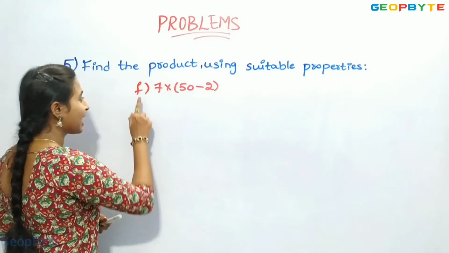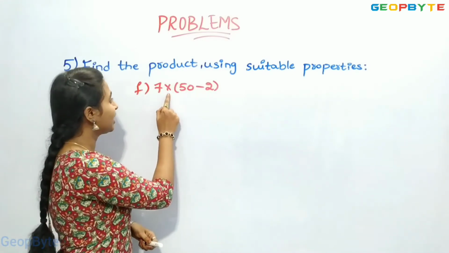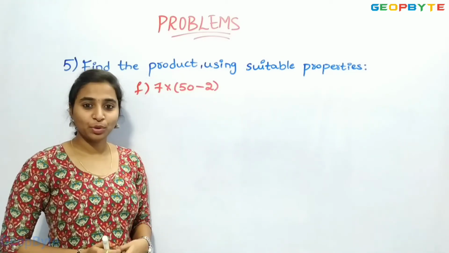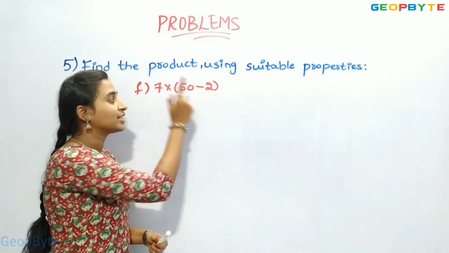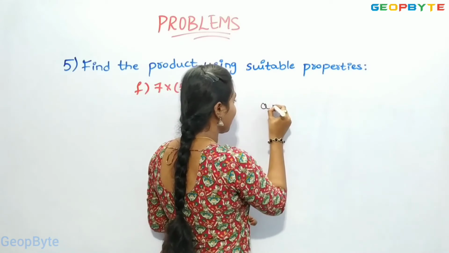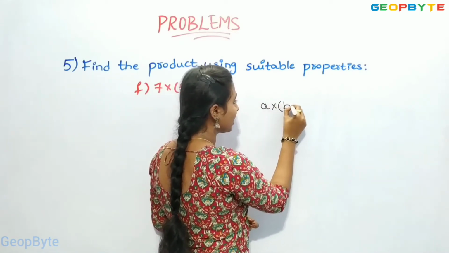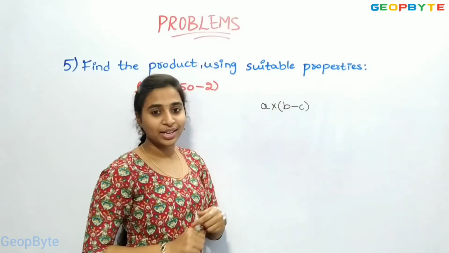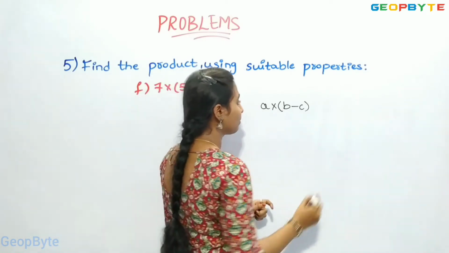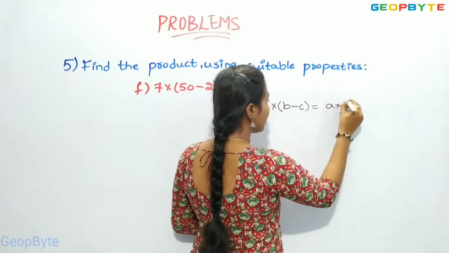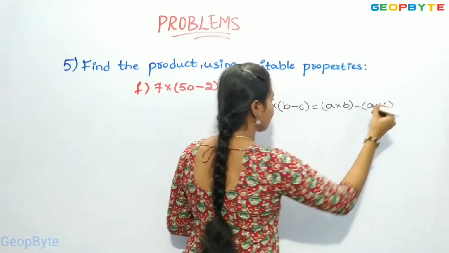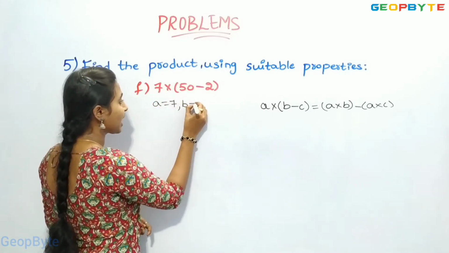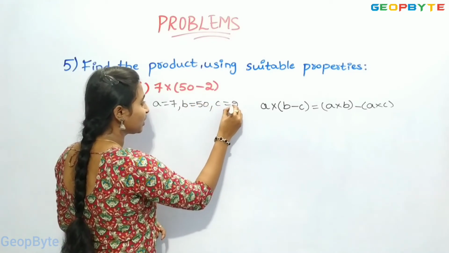Now, let us see F bit. Here we have 7 into 50 minus 2. If you see it clearly, it is in the form of distributive property, that is, in the case of subtraction, A into B minus C. In the case of addition, we will write plus in place of minus. But in case of subtraction, we have written minus, that is A into B minus A into C. Here we have A as 7, B as 50 and C as 2.